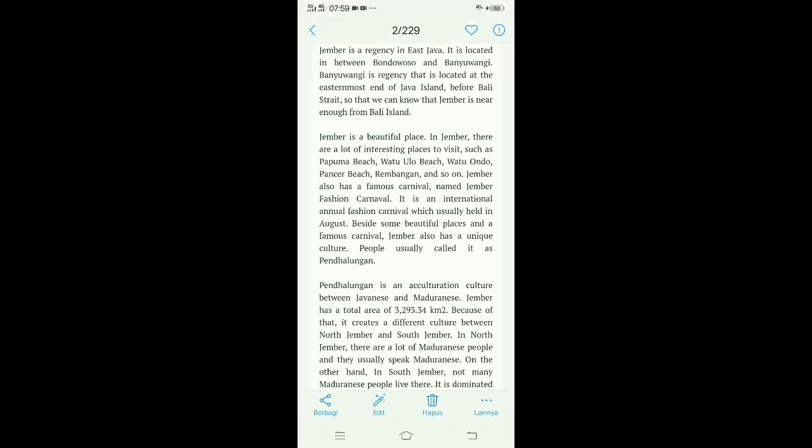3,293.34 square kilometers. This is using present tense. Okay, the second is using adjectives. There are relating verbs, is and has.